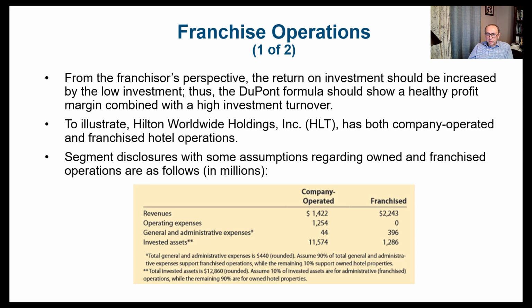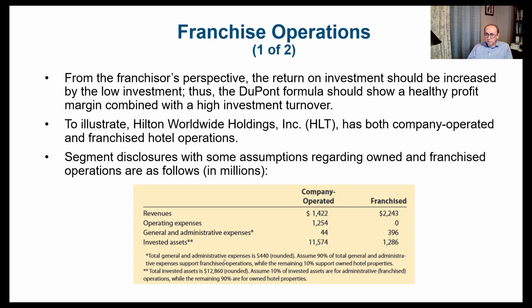They have both company-operated and franchised hotel operations. So the name Hilton can be used by some of the hotels that are owned by the Hilton company, and they also have the franchise. So segment disclosures with some assumptions regarding owned and franchise operations are as follows. Here we have the revenues for the company-operated branches and the franchised hotels, and then the operating expenses. Of course, for the franchise, they don't have any operating expenses, it's zero. And here are the general and administrative expenses and also the invested assets.